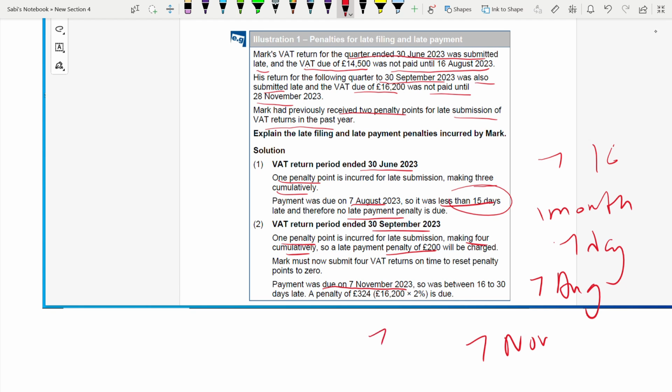So if you see from 7 to 28, you are 21 days late. Isn't it? 21 means it is between 16 to 30. So 16 to 30, penalty is 2%. So on the 16,200 you have to pay 2% penalty. So your penalty is 324.